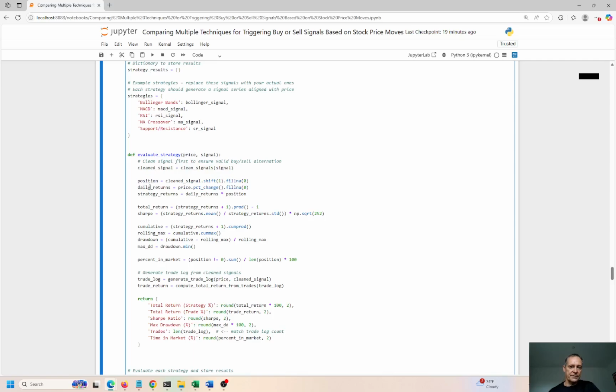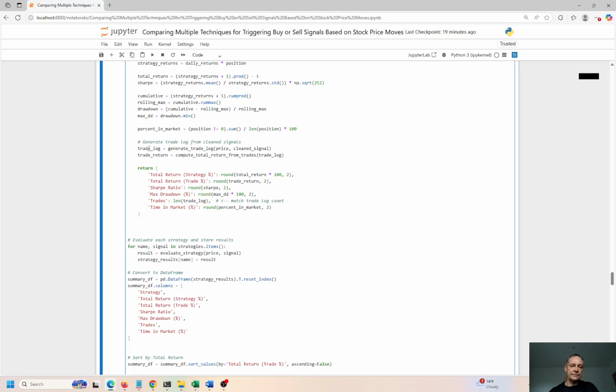We're looking at positions, daily returns, strategy returns, right? These are the 5 strategies: Bollinger Bands, MACD, relative strength index, moving average crossover, support and resistance. And based on the strategy returns, we're looking at total return, the Sharpe ratio, cumulative, rolling max drawdown, and the maximum drawdown for the whole portfolio. That's the maximum you can lose on the portfolio.